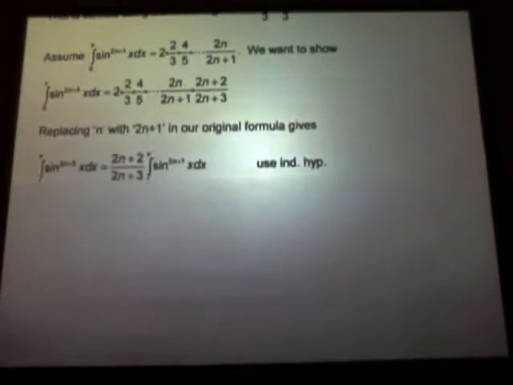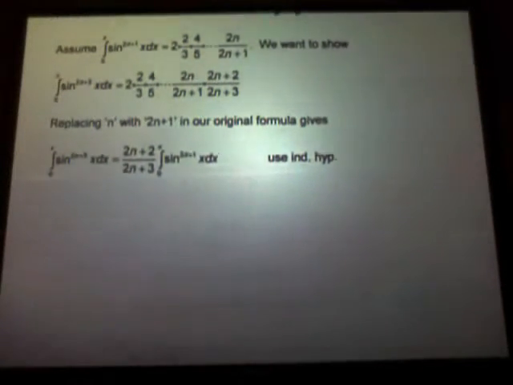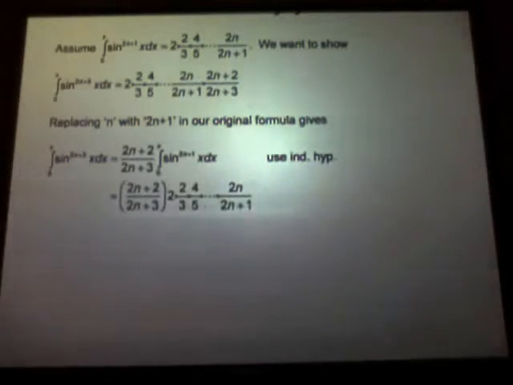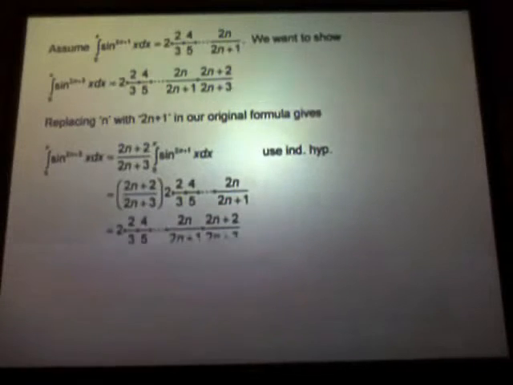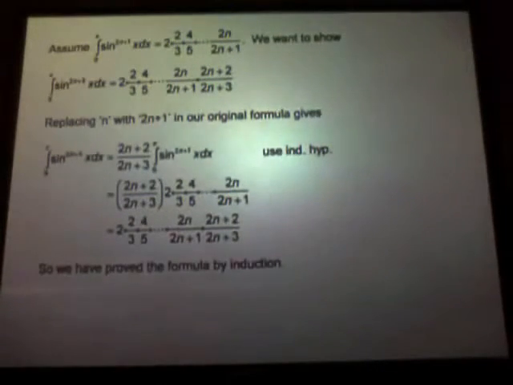So then if you put n plus 1, you're going to get 2n plus 2 over 2n plus 3. And the exact same thing happens. You replace n, but the hard part is I had to realize you replace n with 2n plus 1 in the original formula. So you have 2n plus 3 down to 2n plus 1. But that wasn't bad. So there's the inductive hypothesis, and then you just move this back over. So there, we have it by induction.